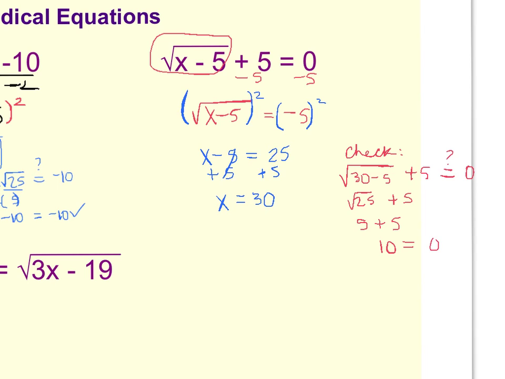I mean, we did some great math here. There is nothing wrong with this math we did. We got x equals 30, but we plug it back in and it doesn't work out. So this x equals 30 is what we call an extraneous solution.